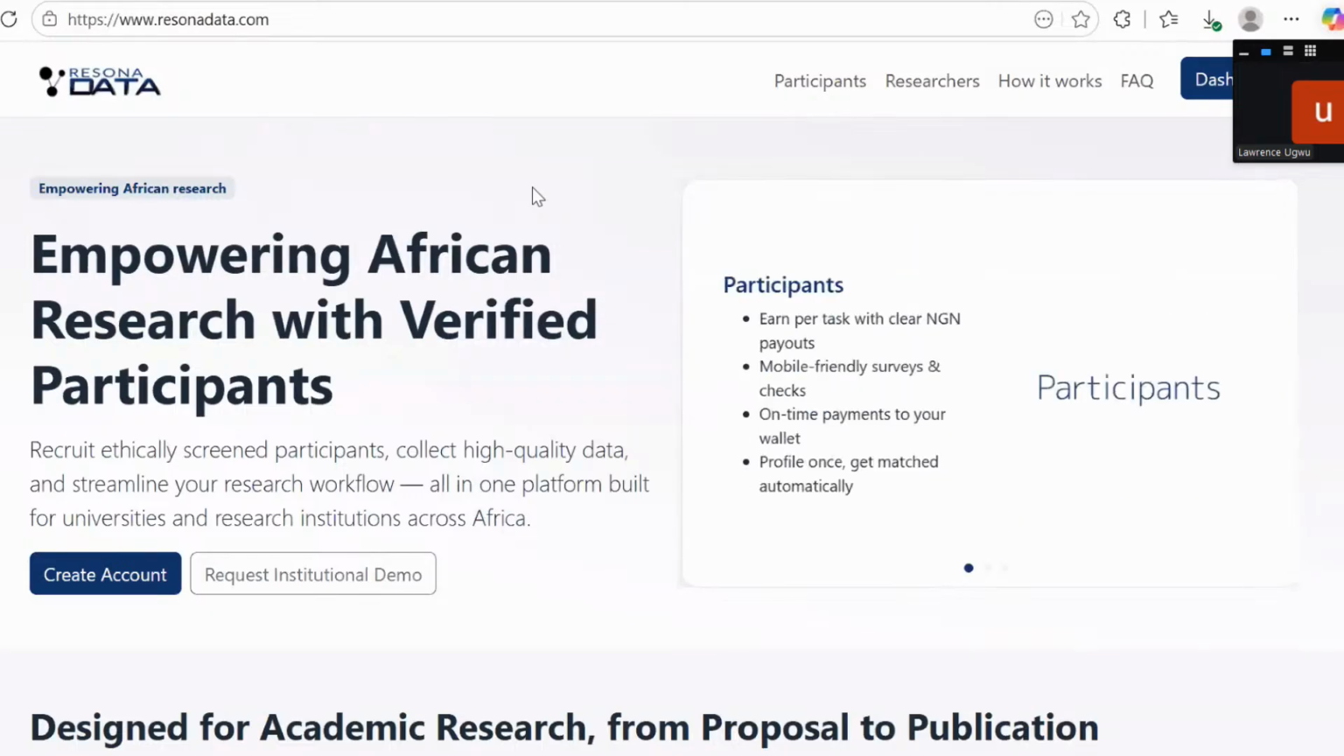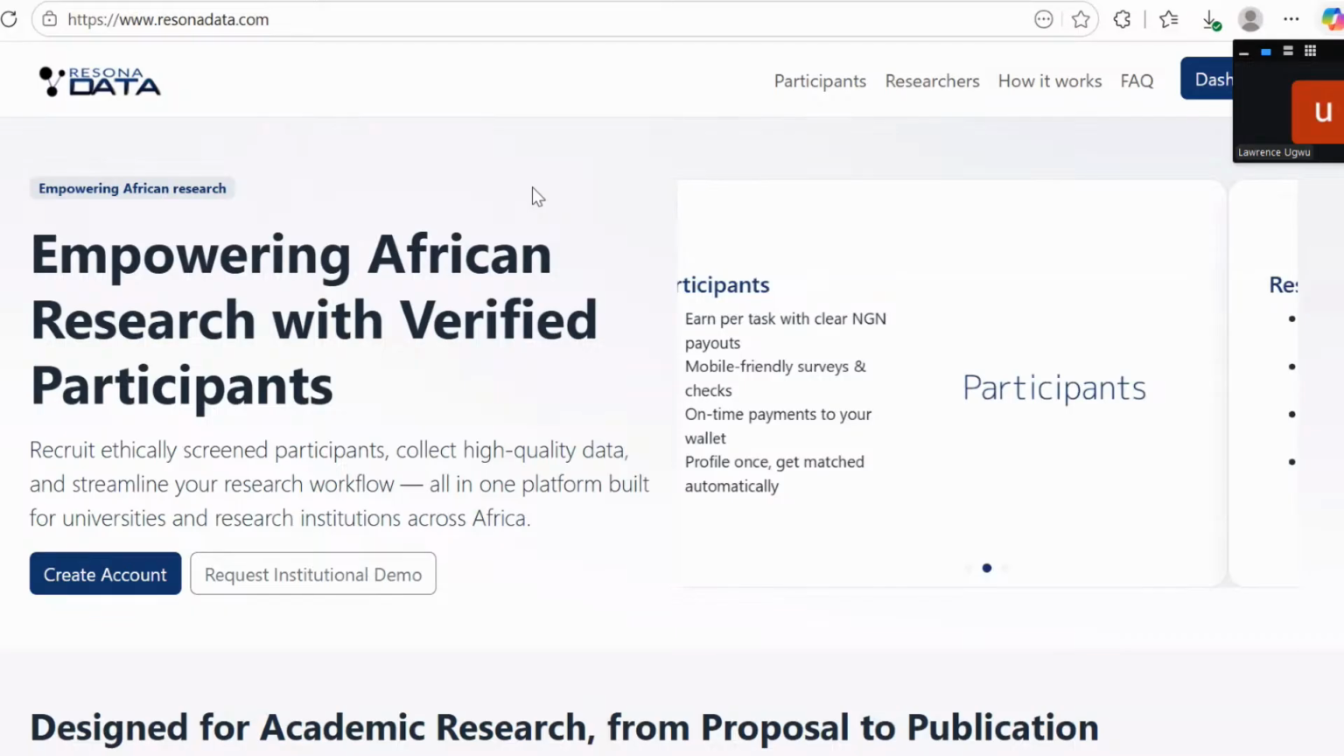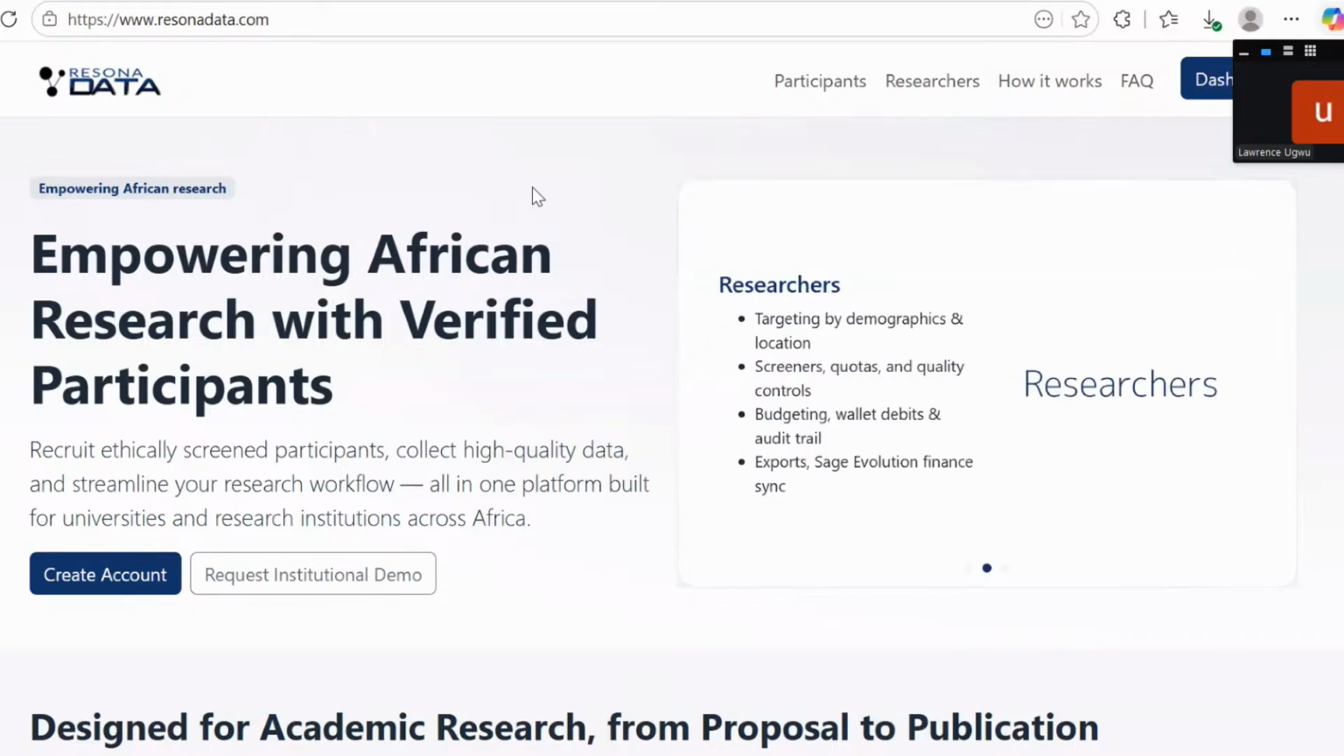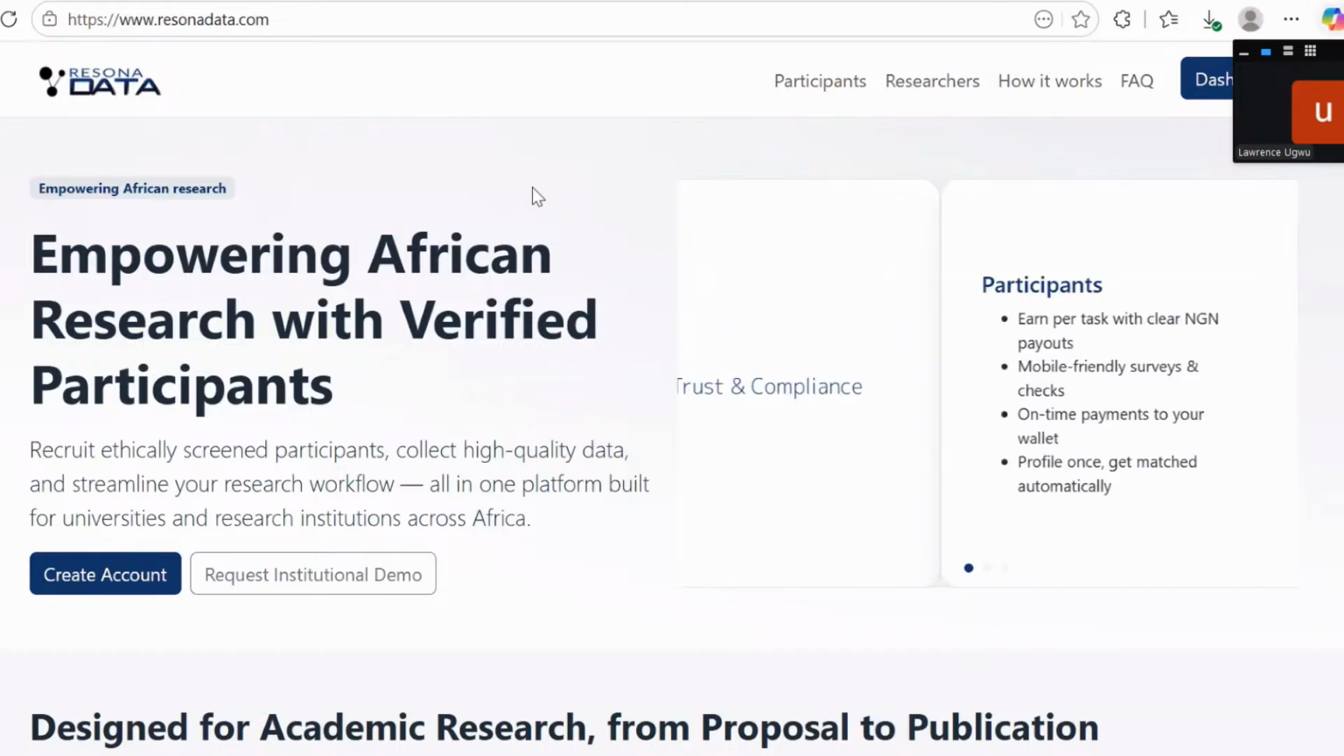You can register as, you market it in this way because as a participant, you will make it easy for researchers to reach you. And we're trying to take serious cautionary measures to ensure that the quality of the data these researchers get is of optimum value. Now, for the researchers, we expect researchers to be institution-based.